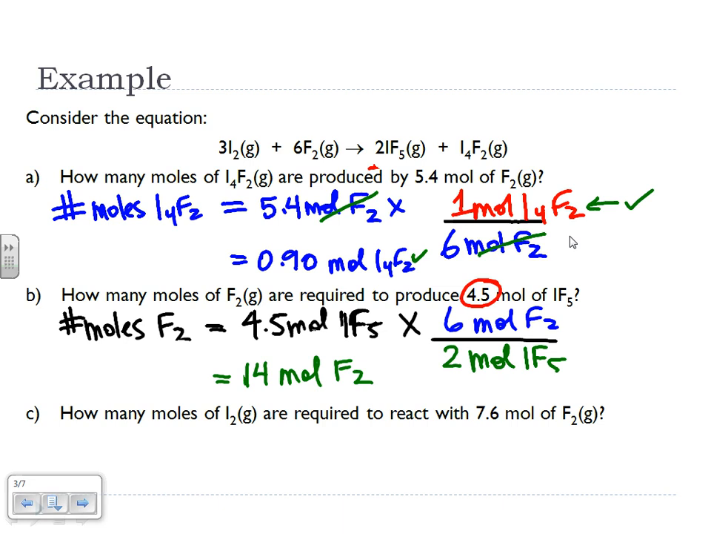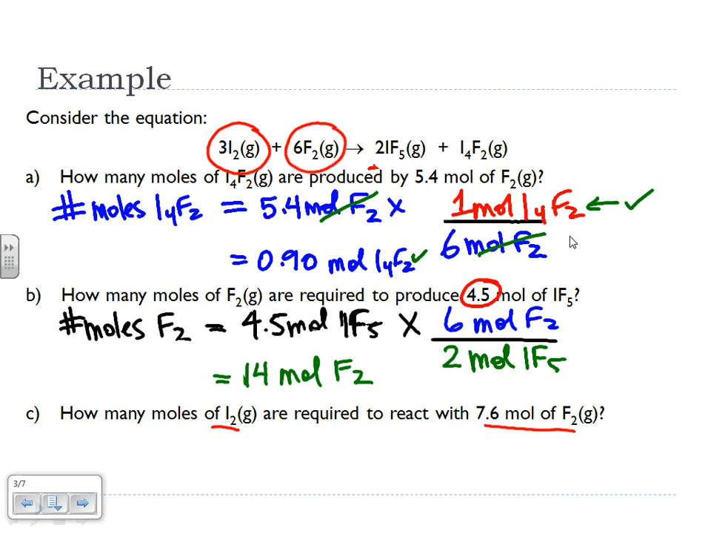You should be able to solve question C all by yourself using this conversion factor method by putting the unit you want to cancel on the bottom and the unit that you want to keep on the top. And if you do that, you should get the right answer. What I'm going to do is show you the ratio way of doing it. So in this question, I'm asking you how many moles of I2, so that's here, are required to react with 7.6 moles of F2. That's here.